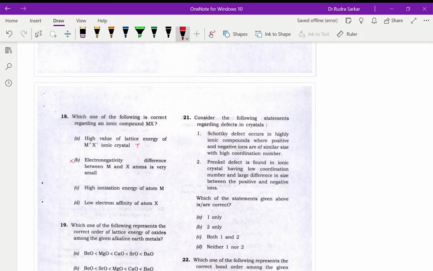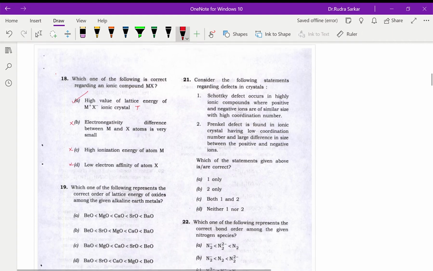High ionization energy, no. If it is high ionization energy, then that means it will have lesser tendency to form ionic compounds. So this is also wrong. And the electron affinity, obviously it has to be high for the anion. So this is also wrong. So over here, the correct option is A.